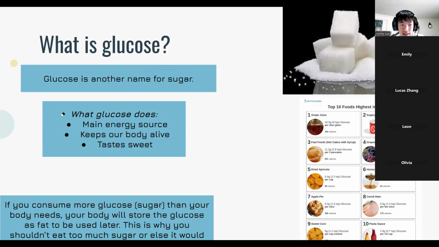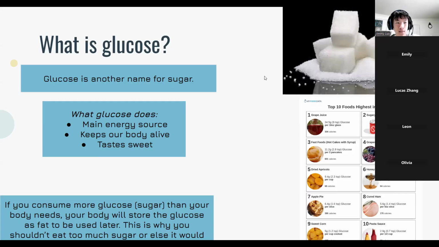It keeps our body alive and it tastes sweet to us. And the reason why it tastes sweet is because humans need it to survive, right? Our bodies have basically evolved to make it taste sweet so that we like it and we can eat more of it, so that we don't die from energy starvation.